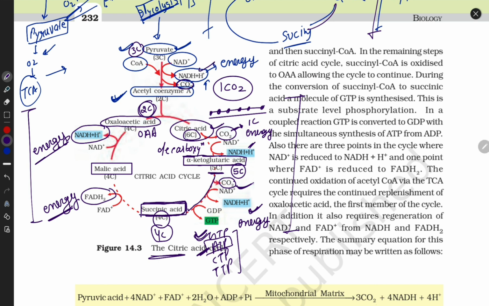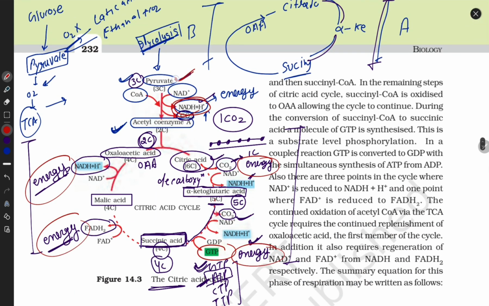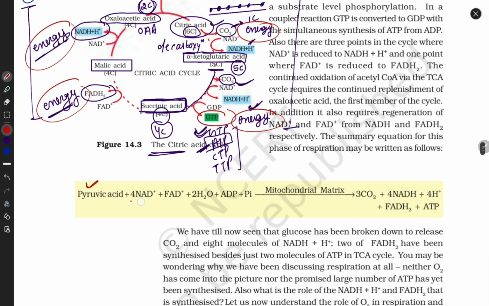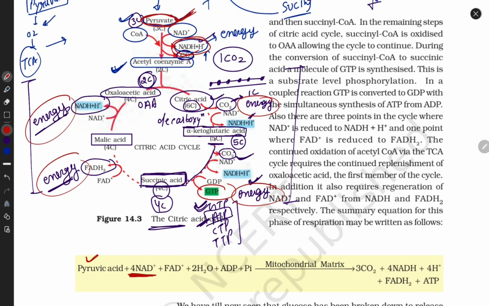Look here, energy, wait a minute, energy, and here also energy. So let's calculate. We know now we have pyruvic acid. Look here, this is the pyruvic acid. Now we use 4 NAD plus. Let's count now, guys. 1 NAD plus, second NAD plus, third NAD plus, and 4 NAD plus.